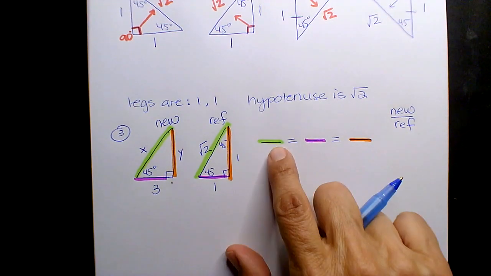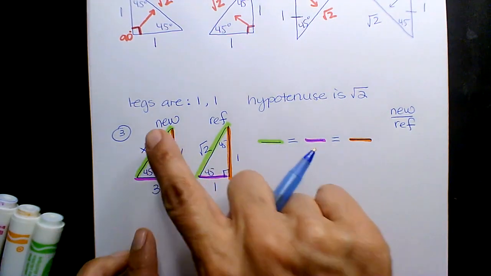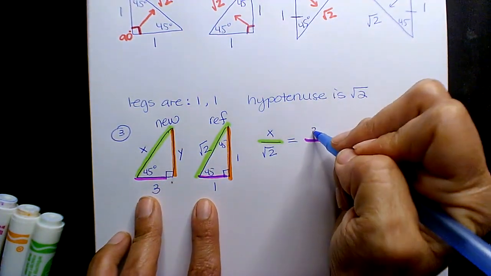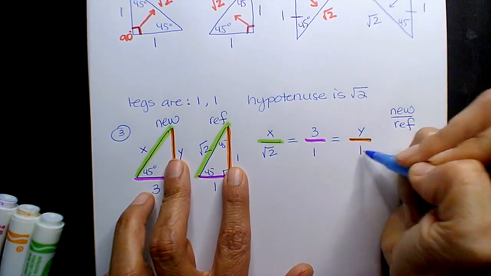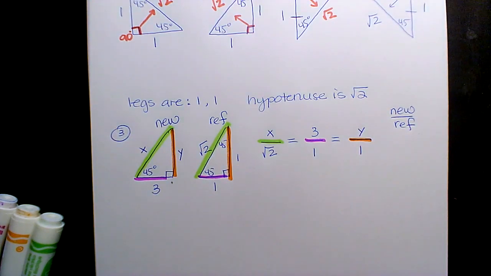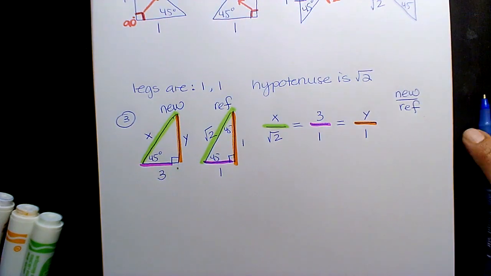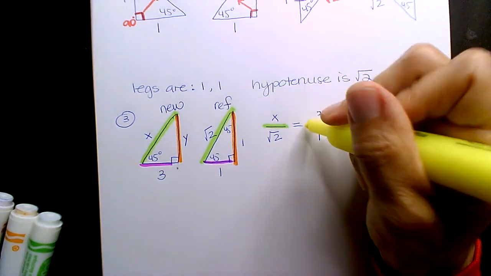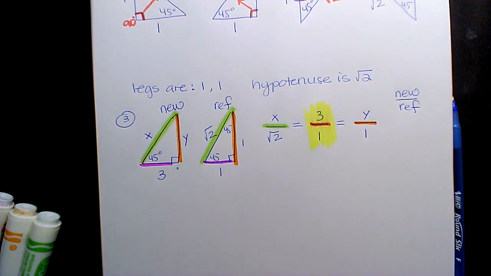Okay, so now fill them in. Left to right, new over reference: x over rad 2, y over 1, 3 over 1. And now you guys are back to your similarity test, where you perform the cross product property to solve. That's it. You have a calculator. The calculator will simplify the radical for you. Okay, so where's your scale factor? Which ratio? 3 to 1. Easy. The middle, the pink, 3 over 1.